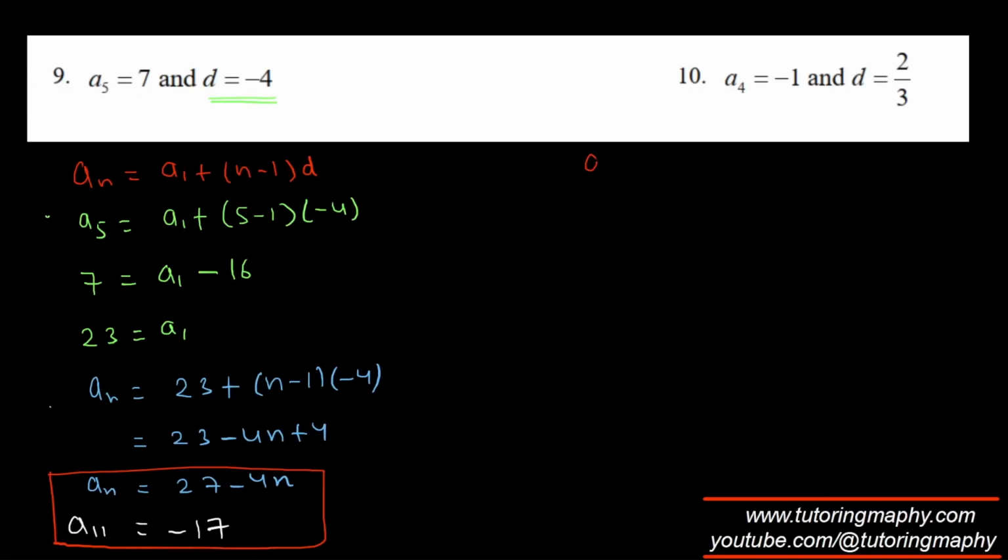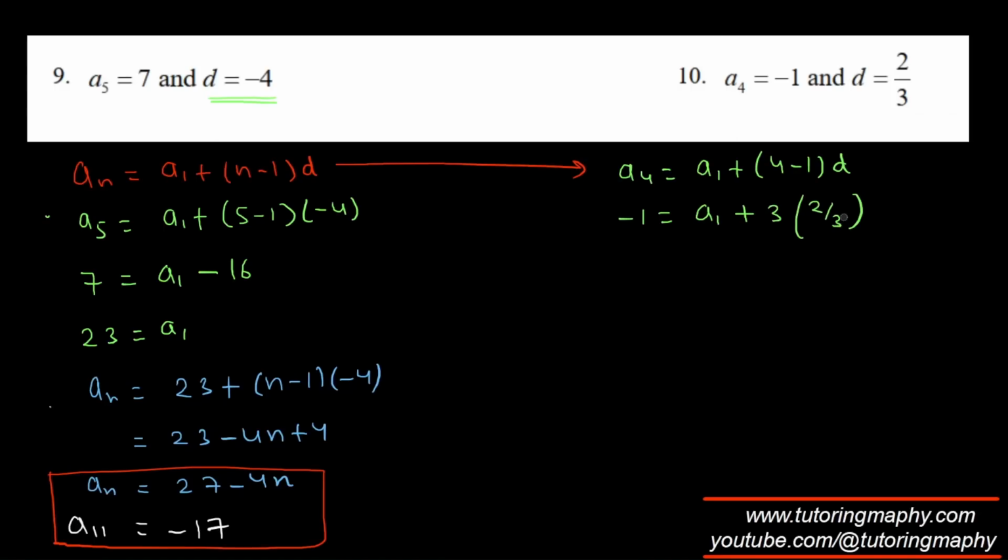I'm going to use again the same equation and plug in the numbers. So a4 will be equal to a1 plus 4 minus 1 times d. a4 is negative 1, a1 is this, 3 is this, d is 2 over 3. Well, that's nice. 3 and 3 is gone. So negative 1 is equal to a1 plus 2, which means that a1 is actually negative 3.